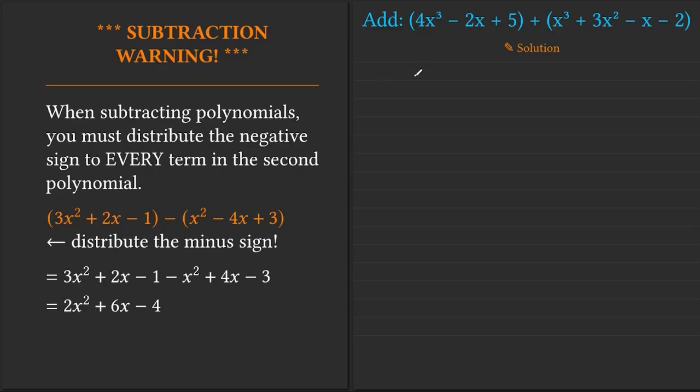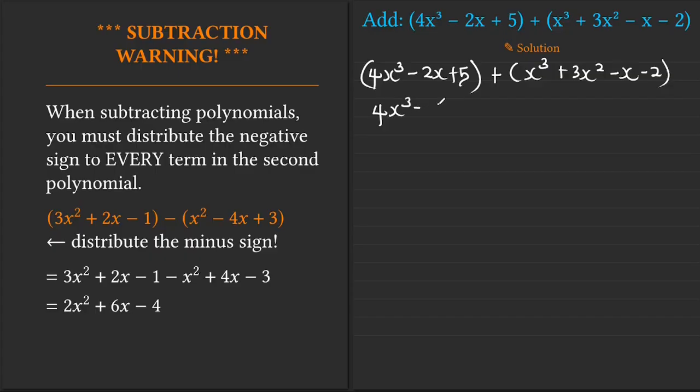So our question says 4x to the third minus 2x plus 5. That is in one bracket. Then plus the other being x cubed plus 3x squared minus x minus 2. So the first thing you need to do is to open your bracket. As you can see, we have just 1 as the coefficient here. So the bracket is opened just as it is.